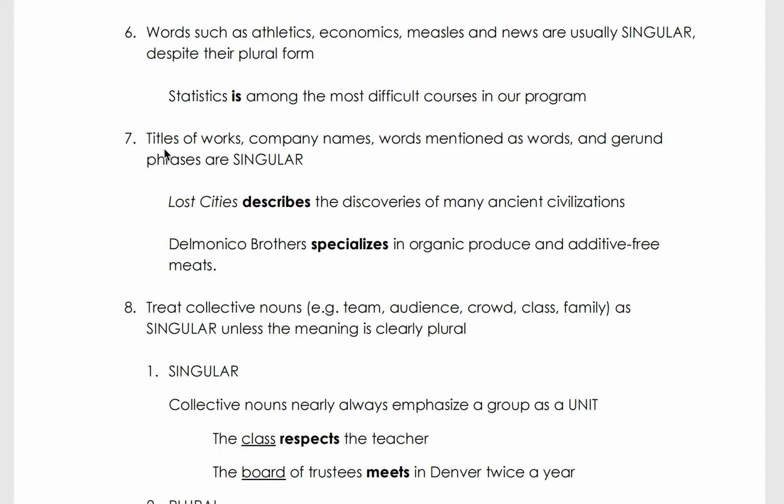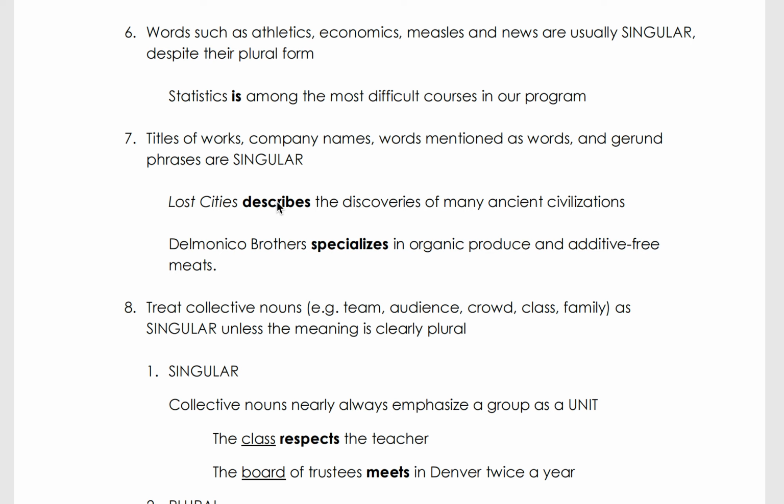Number 7, the titles of works, company names, words mentioned as words, and gerund phrases are also singular. So for example here, Lost Cities describes the discoveries of many ancient civilizations. So here, even though Lost Cities has an es, it doesn't mean it's plural. Okay, so this is a name and refers to a singular, then we have to have a singular verb as well.